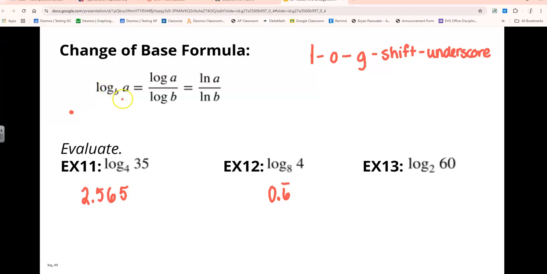We got log base b of a. If I do just the natural logarithm of a divided by the natural logarithm of b, I will get the same value. Okay? So for example, for 13, I could also, in this case, do log of 60 divided by log of 2. The base is always on the bottom.